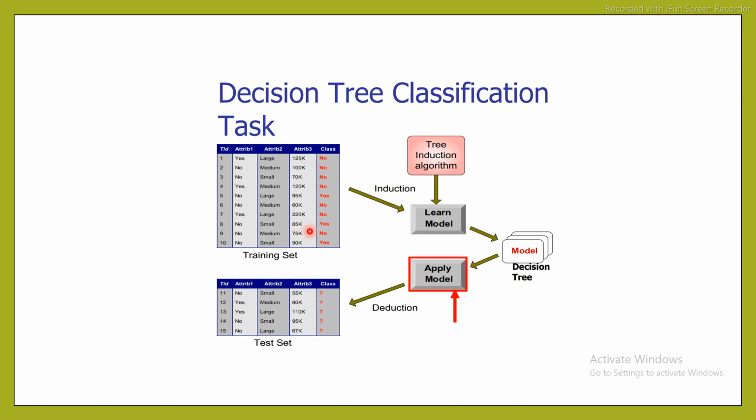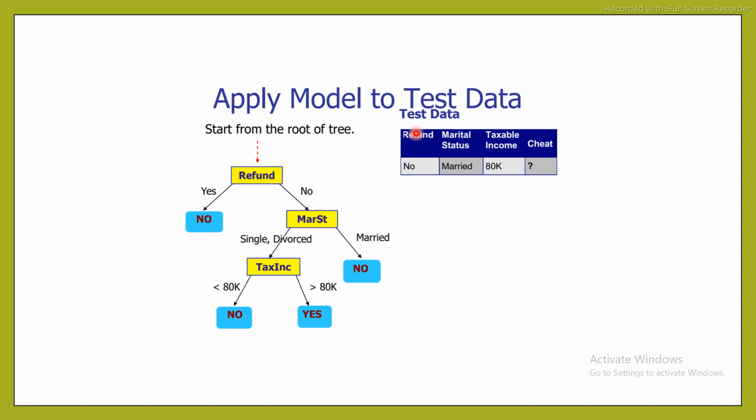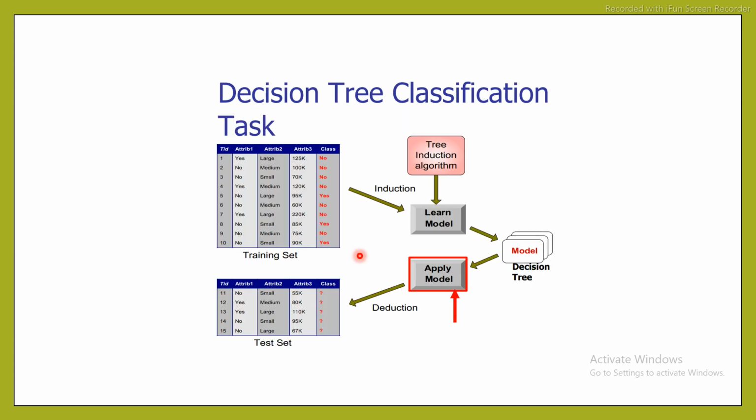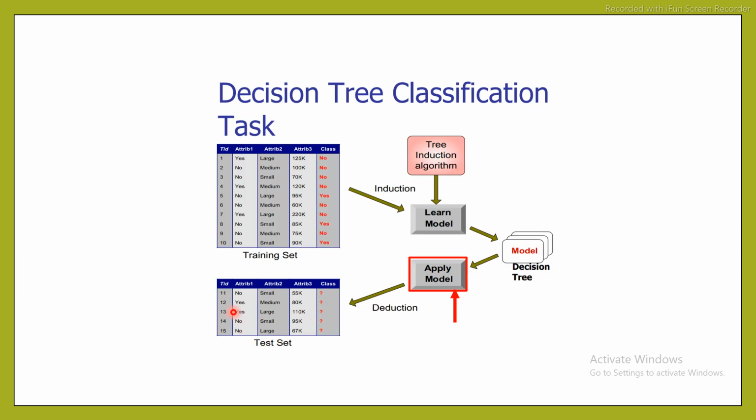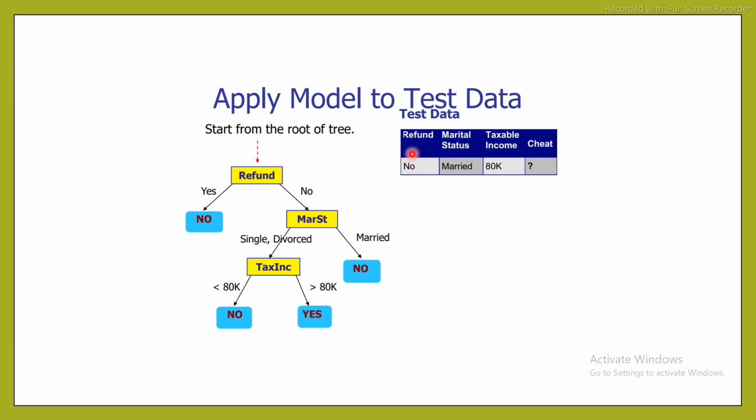So this is training and now this is testing. Let's say there is one person with no refund available. Just read it like this: marital status, let's say the person is married, and his taxable income is 80k. Will he cheat or not? If refund is yes, we use the first decision tree, this one, to work on this test data. So refund is no, let's say he is not refunding, his marital status is married, and taxable income is 80k. Will he cheat or not?